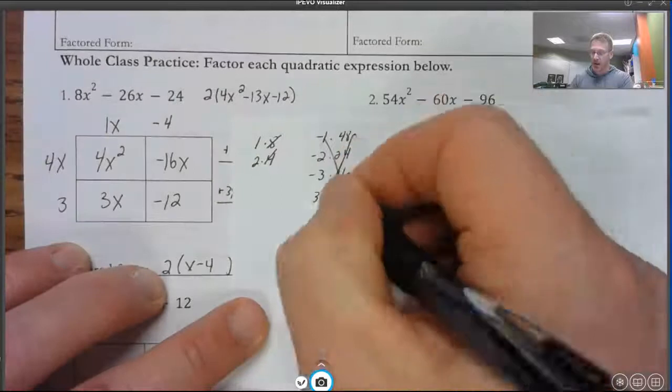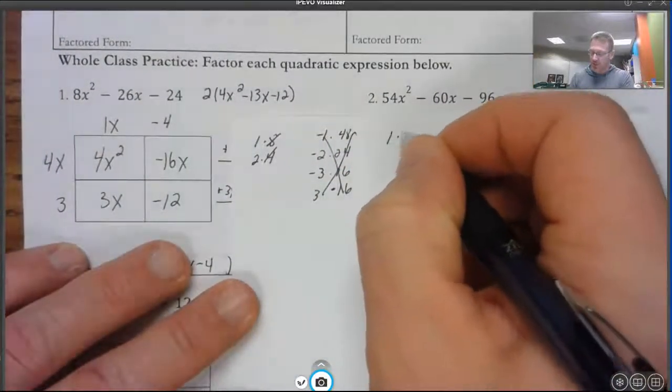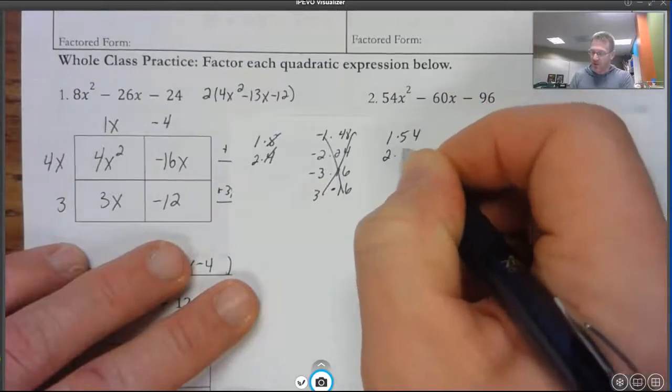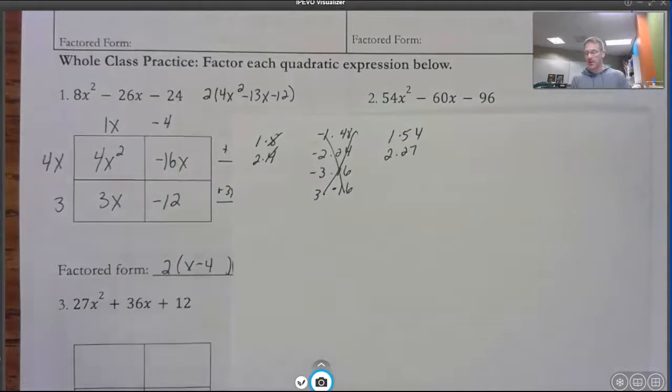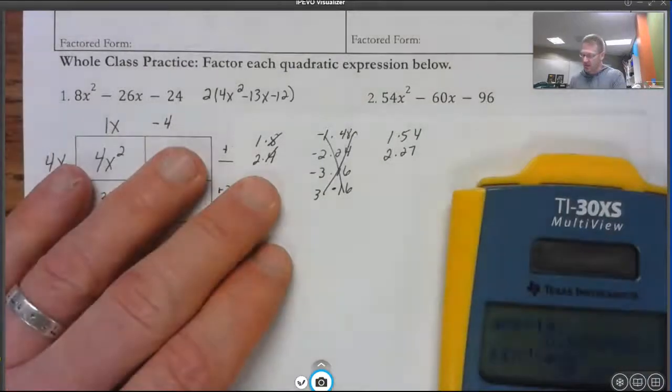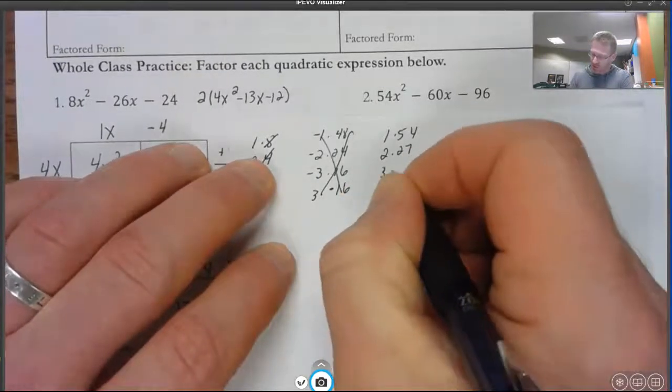Okay, so that was for our last problem. All right, so I'm going to look at 54, right? And so we have 1 times 54. We have 2 times 27. We have 3 times something. So let me just double check here. I don't think 54 is divisible by, oh, it is 3 times 18. All right, I was a little bit unsure there.